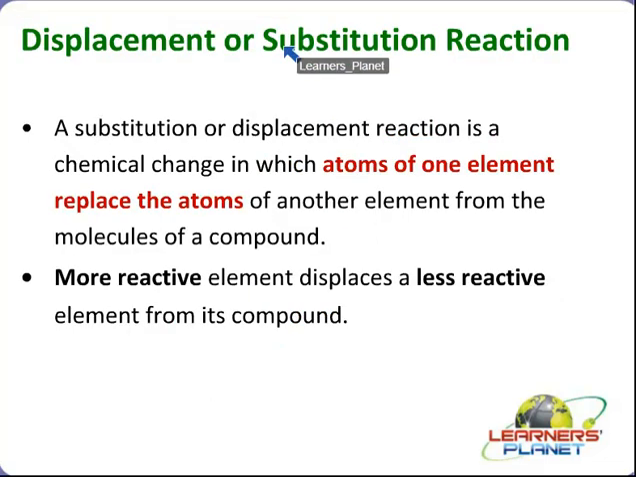Now we have another type of reaction, students, that is displacement or substitution reaction. Now a substitution or displacement reaction is a chemical change in which atoms of one element replace the atoms of another element from the molecules of a compound. This definition will be clear to you when we discuss examples.